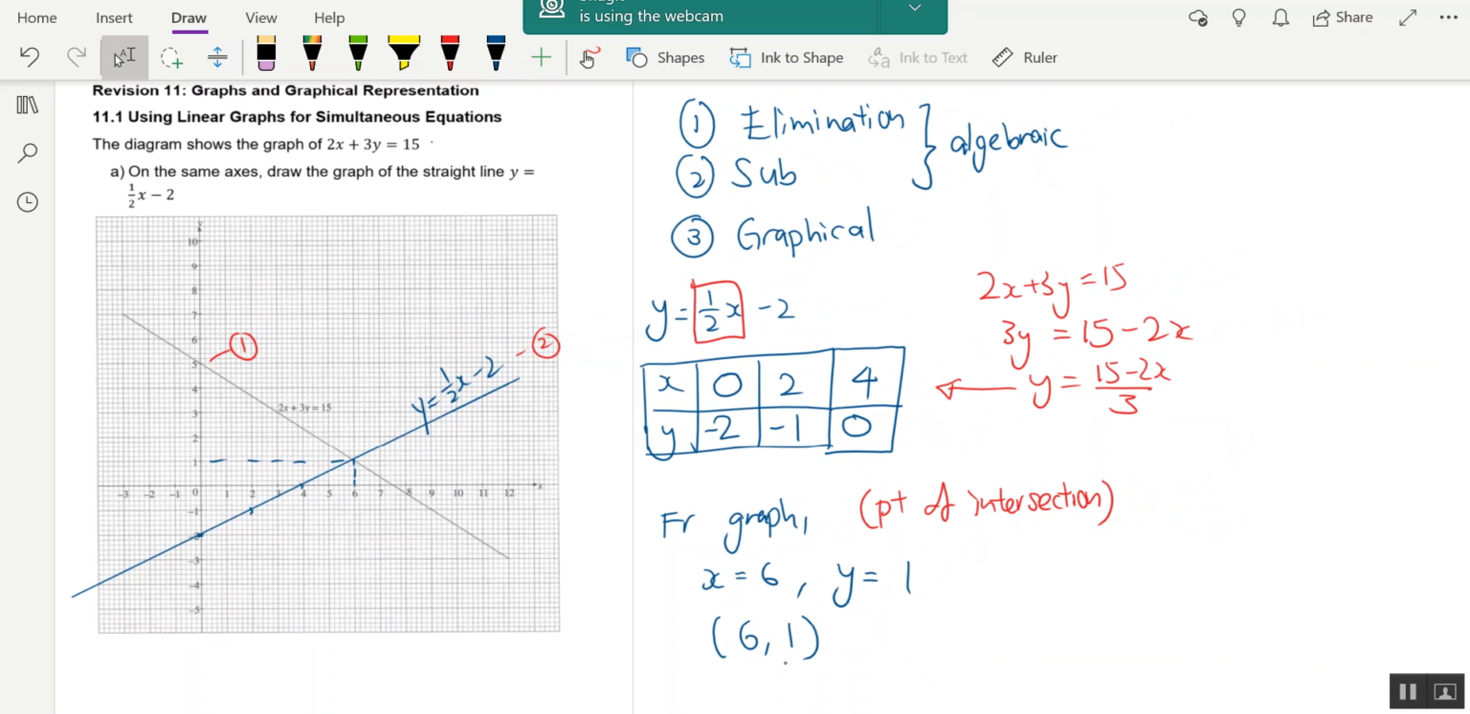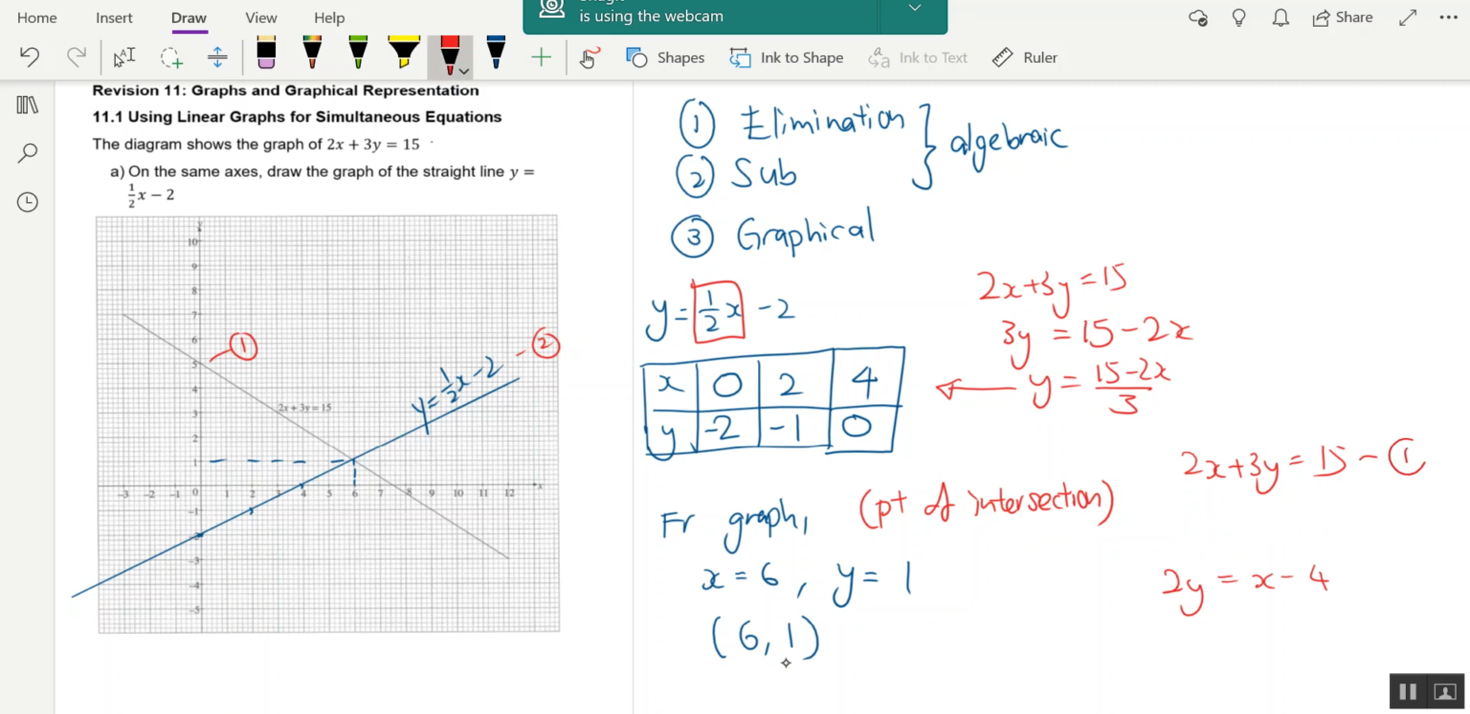Now in this case the question is quite straightforward, because they told you to find the point of intersection of 2x + 3y = 15 and y = 1/2 x - 2, which you already know are these two graphs. Sometimes it's not so straightforward. Sometimes they may change this graph to 2y = x - 4. So let's say the question asks for these two.